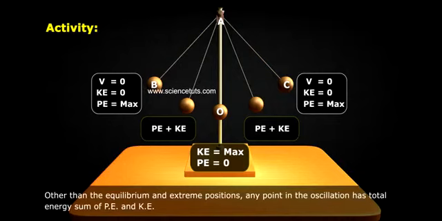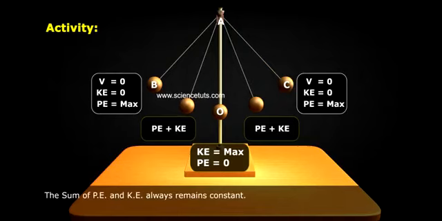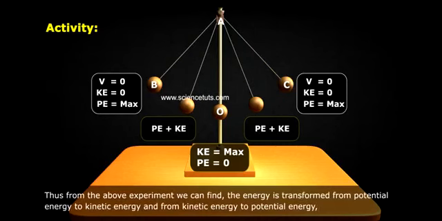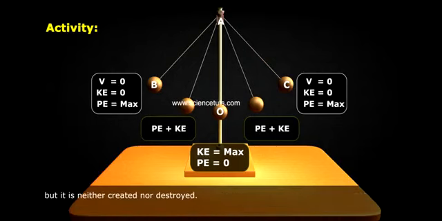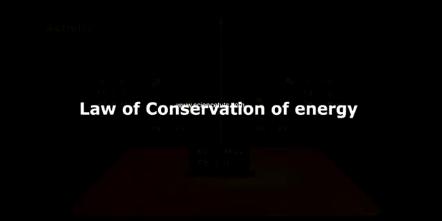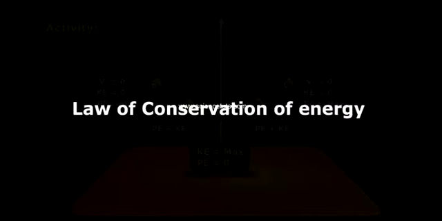Other than the equilibrium and extreme positions, any point in the oscillation has total energy equal to the sum of PE and KE. The sum of PE and KE always remains constant. Thus, from the above experiment, we can find the energy is transformed from potential energy to kinetic energy and from kinetic energy to potential energy. But it is neither created nor destroyed. This is called the law of conservation of energy.